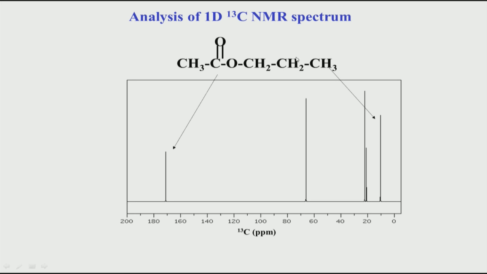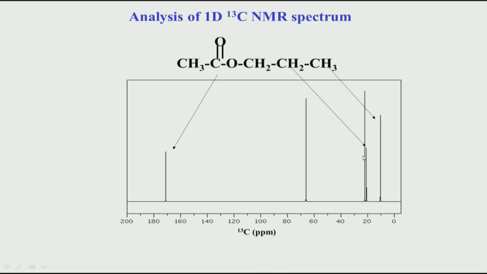So, that means this is more shielded with respect to this, but it is less shielded with respect to this, it is somewhere in between, in the middle. Similarly, this is also close to this. So, therefore, this and this will come very close to each other, and that is what is happening here. So, the smaller peak corresponds to this. Of course, the chemical shift difference is very small.